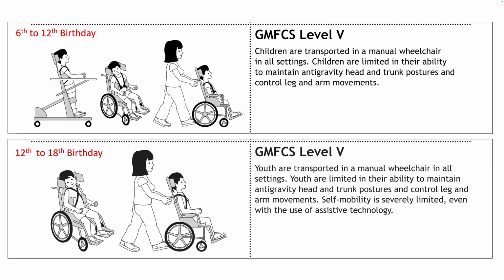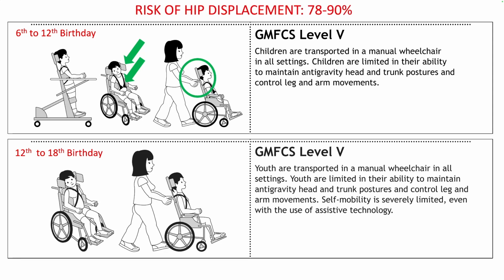GMFCS level 5 represents the most severe level of involvement and includes those children who are transported by wheelchair and do not have good anti-gravity trunk and head control. In environments with limited resources, these children might be identified as being immobile or having to be carried and unable to sit by themselves. Almost all children at this level will develop hip displacement.